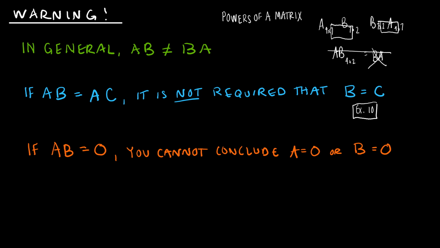And lastly, if AB equals 0, we cannot conclude that either A is the zero matrix or B is the zero matrix. And again, you can see exercise 12 in your textbook for a good example of that one.